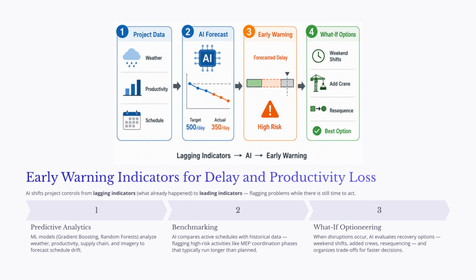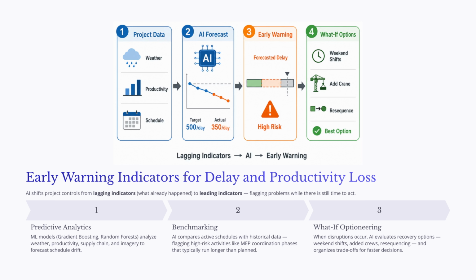Another major benefit of AI in project controls is the ability to identify early warning indicators. Traditional controls often rely on lagging indicators. These tell us what has already happened. For example, a schedule update may show that an activity is already behind, but by then, the delay may already be affecting the critical path. AI helps shift project controls toward leading indicators. These are early signals that a delay or productivity problem may occur.